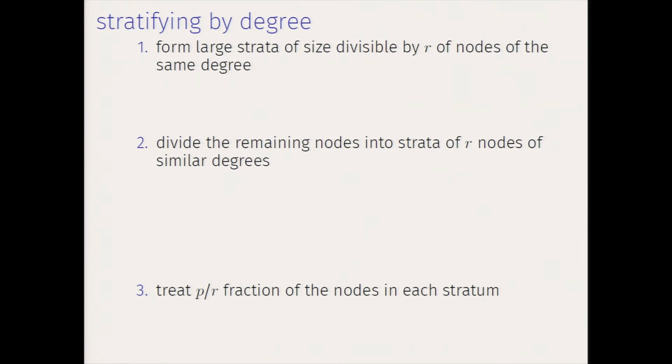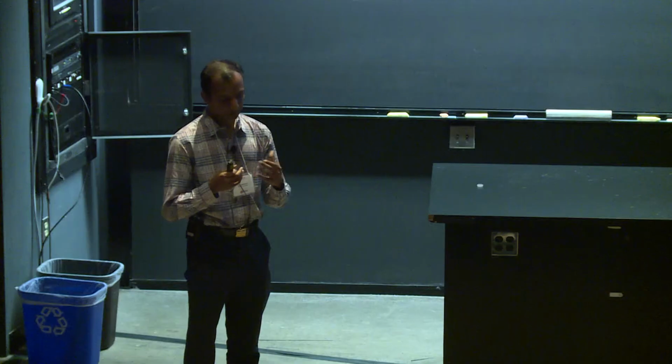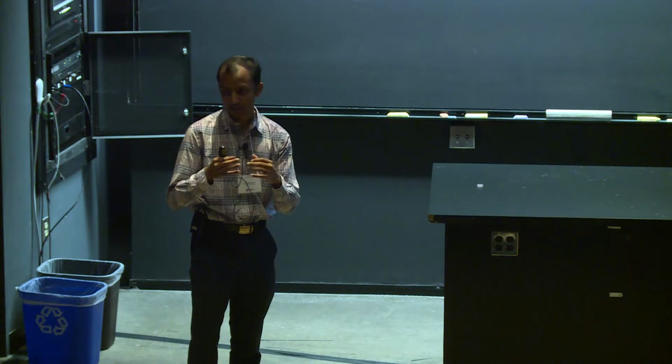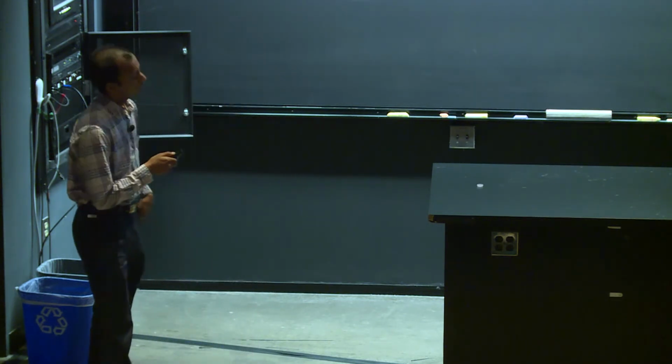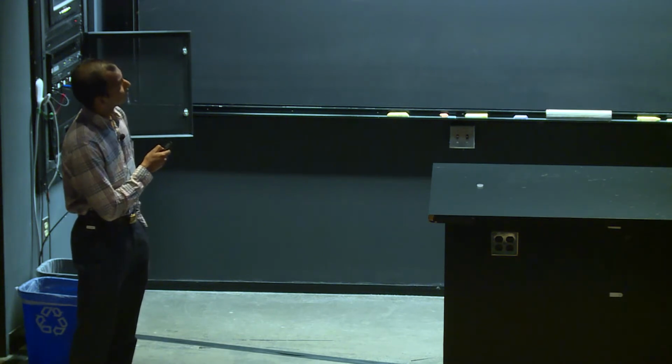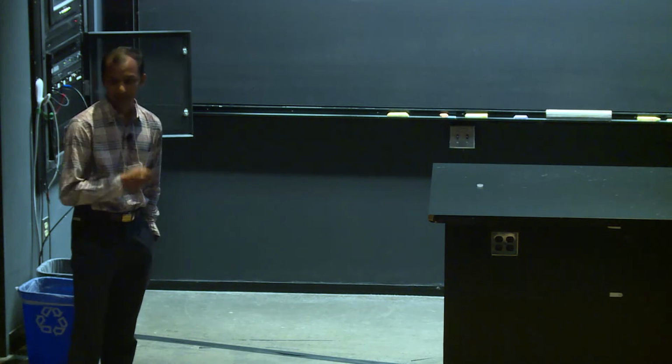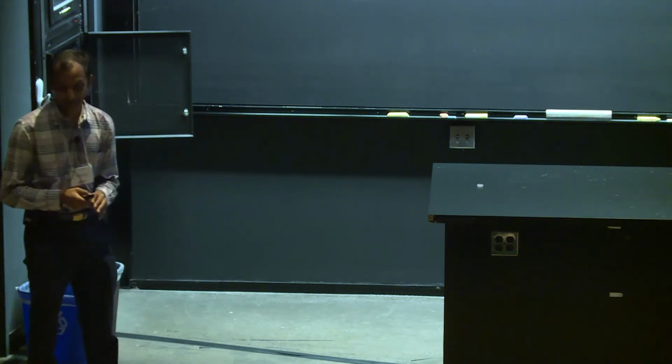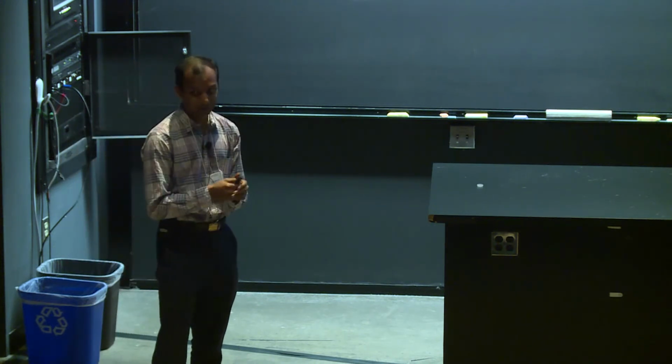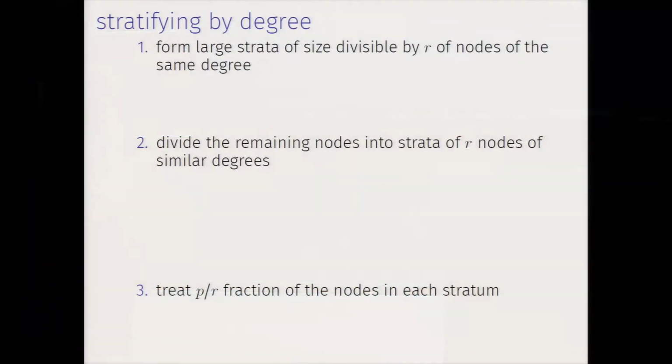So the idea of the design is as follows. First, we take all the nodes, and we start by forming some large strata. And those strata should have size divisible by r. Recall that p over r was the fraction of nodes that we wanted to treat. So we're going to form strata that are size divisible by r and that consist of nodes of just one degree. So in fact, there may be no such strata if the degrees of vertices are quite different. But let's not worry about that. So there'll be some vertices left. And there won't be too many of them of any given degree. And then the second step is to divide these remaining vertices into some strata of size exactly r, and of degrees that are as similar as possible.